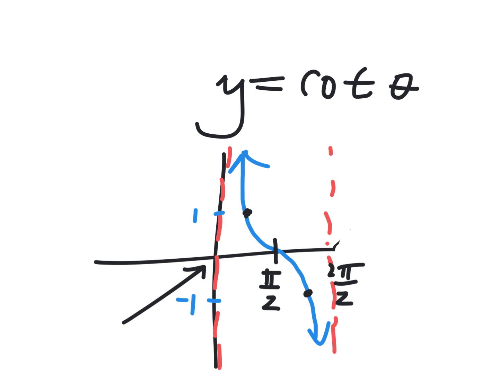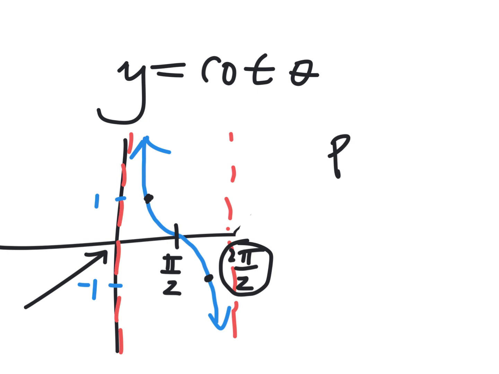Pi. Because look, it finishes up between 0 and pi. So its period is pi. But I thought you said there was b. Yeah, this one's period is pi.